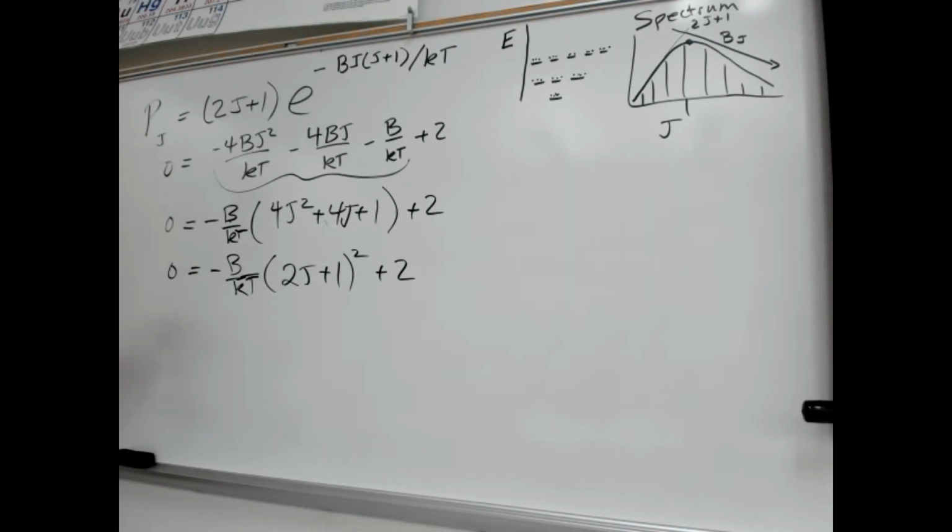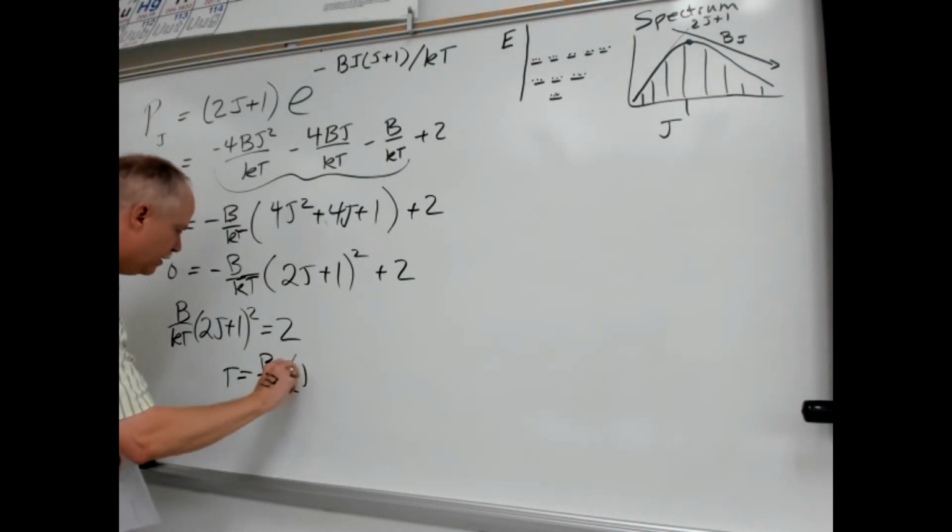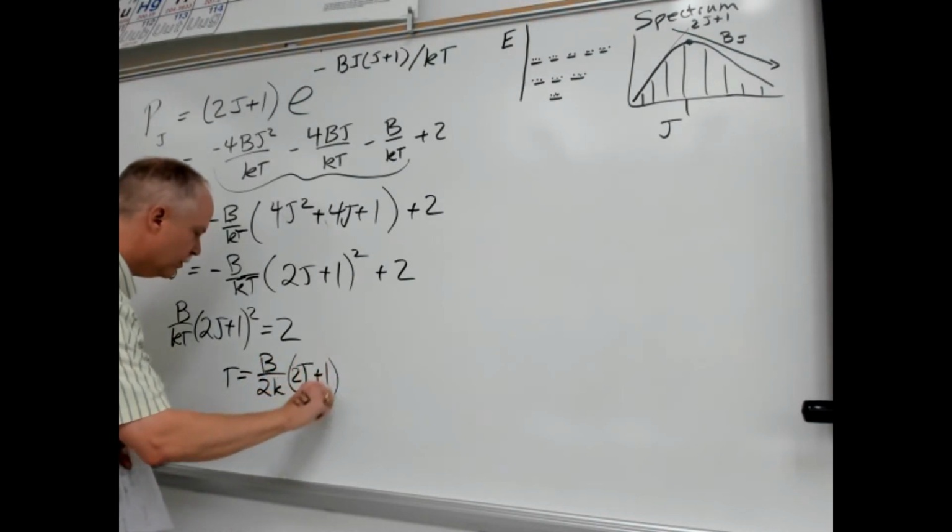So let's see, what do we want to do? Let's go ahead and do that. We're going to essentially move that equal sign over here between the two. So we have b over kt times 2j plus 1 squared is equal to 2. We could solve for t in this case. So t is equal to b over 2k times 2j plus 1 squared.